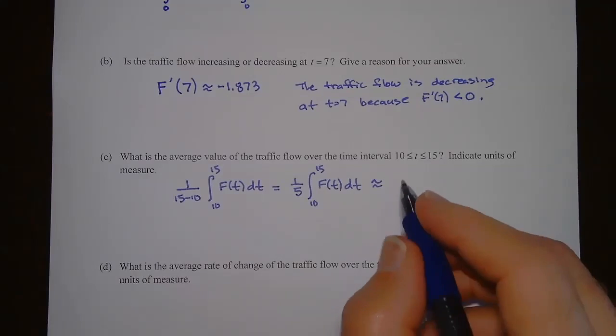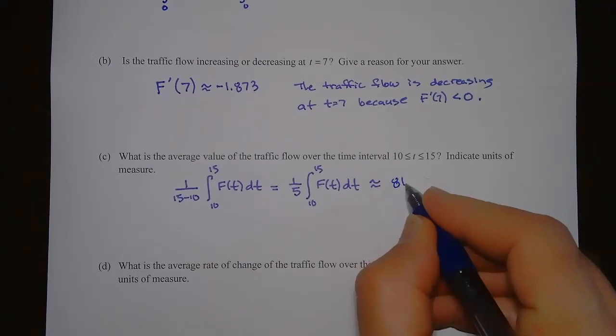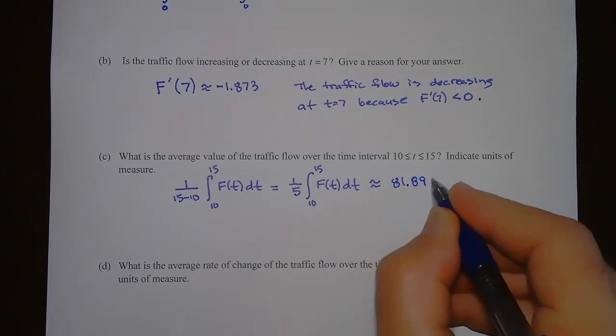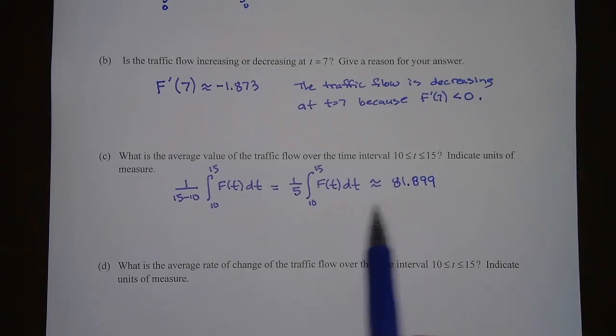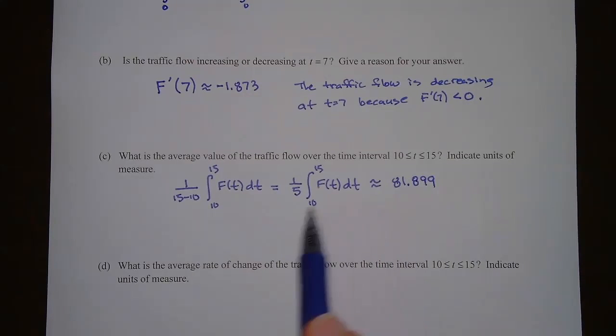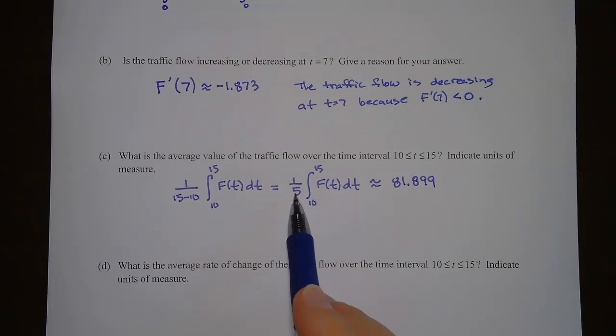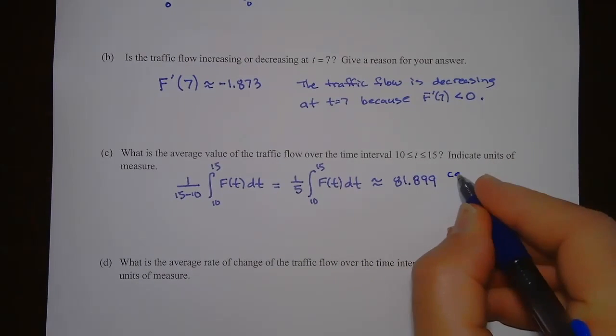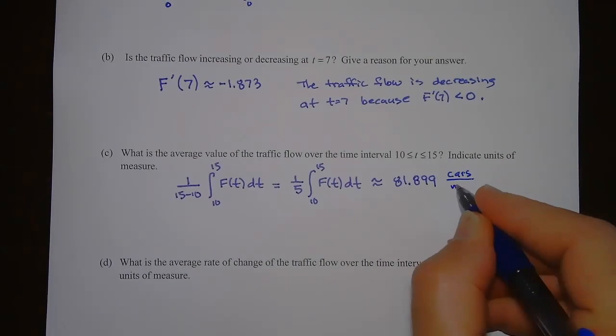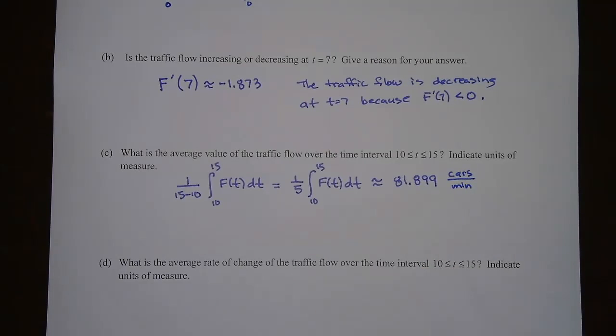Okay. All right. So let's go back and record this one. Okay. So this came out to be 81.899. Okay. And that's the average value, but they also wanted units, right? So when we integrate f of t, this is cars per minute times minute. So this integral is cars, and this 5 is minutes. So this is cars per minute. Okay, and that's the average of the traffic flow. Okay, so when you say average value of something, you got to have the same units as that something. So traffic flow, right?